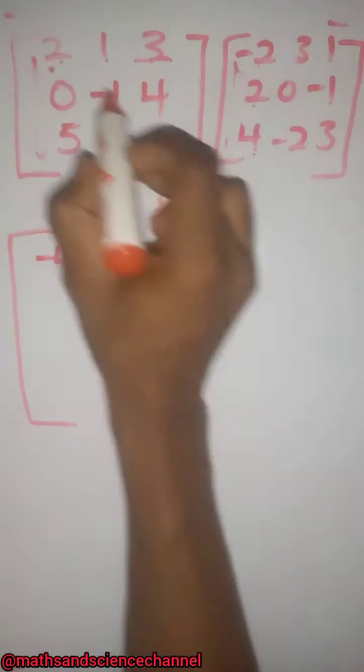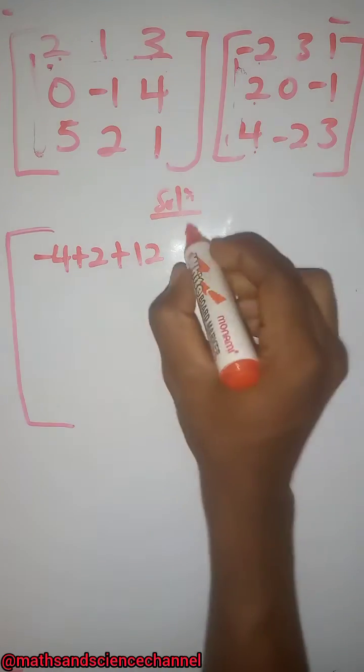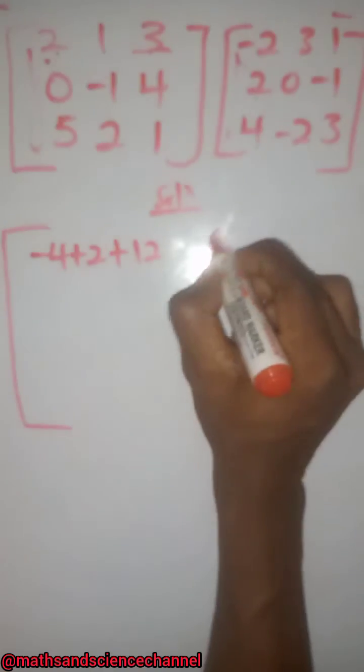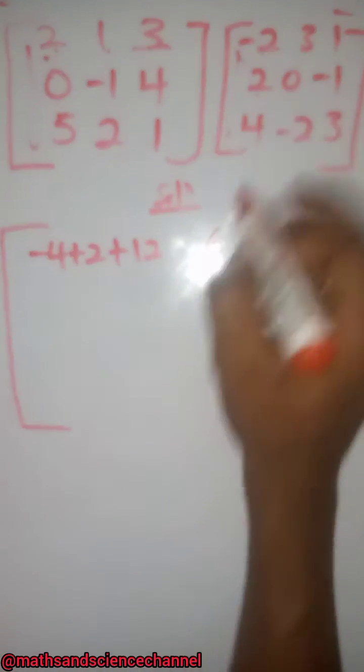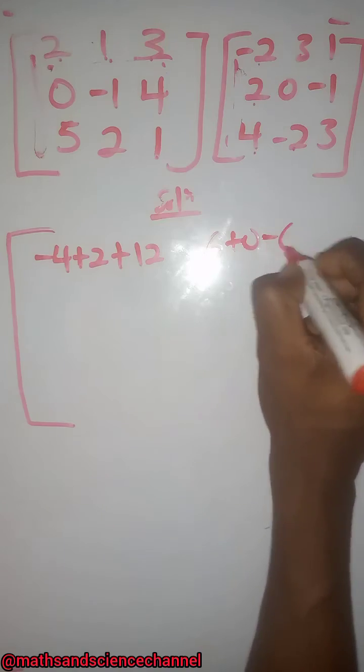Now we go to the second column, which is the first row multiplied by the second column. So it is 2 multiplied by 3 gives us 6. 1 multiplied by 0 gives us 0. 3 multiplied by negative 2 here gives us negative 6.